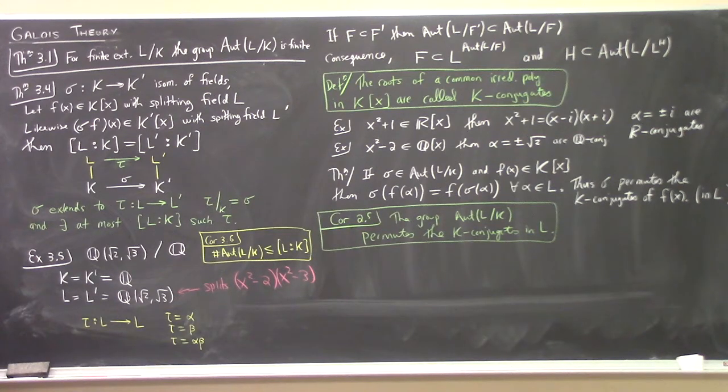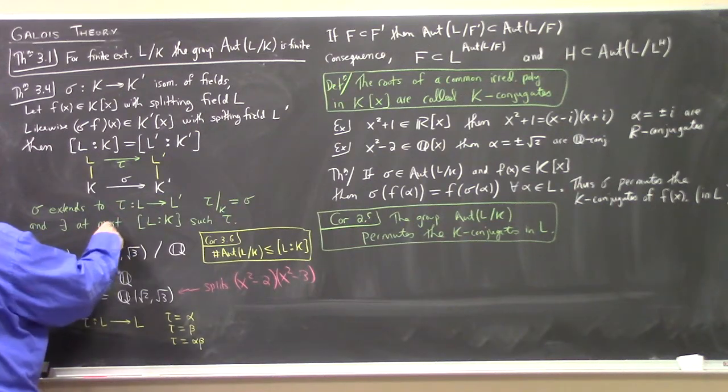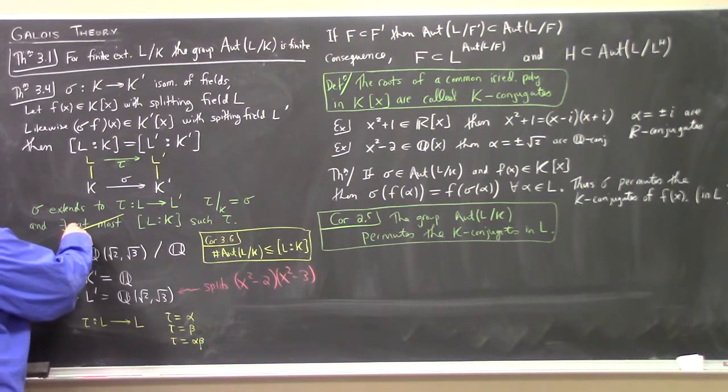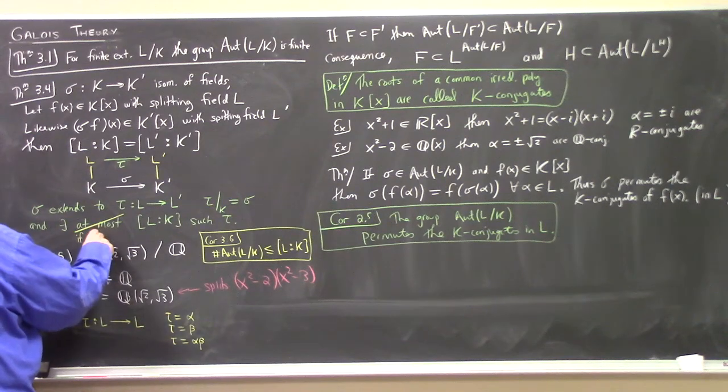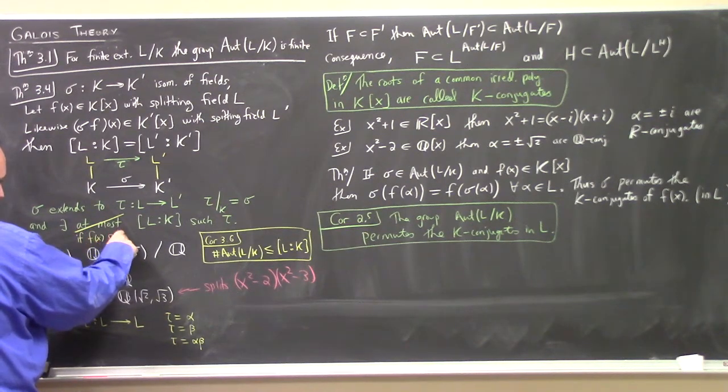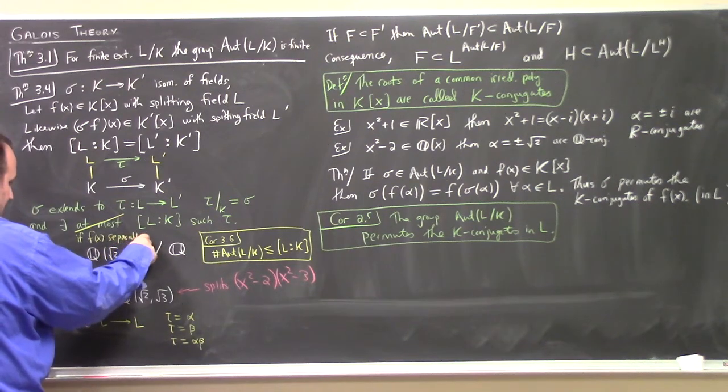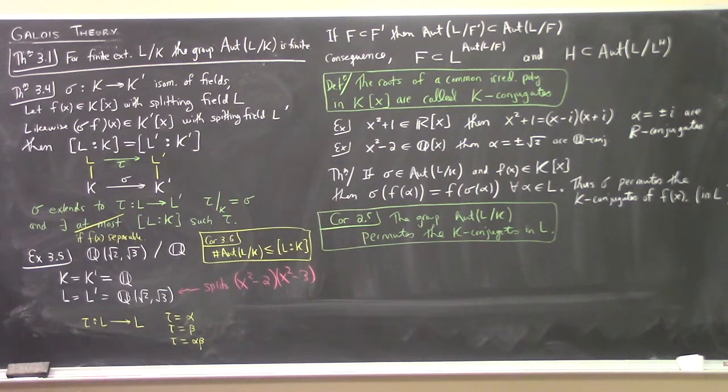But then what did we say? If f of x is separable, then there are that many L over K extensions, right? So basically, we can cross out this "at most" if f of x is separable. That's the theory, right? If f of x is separable, there are, in fact, that many distinct extensions of the isomorphism. All right.